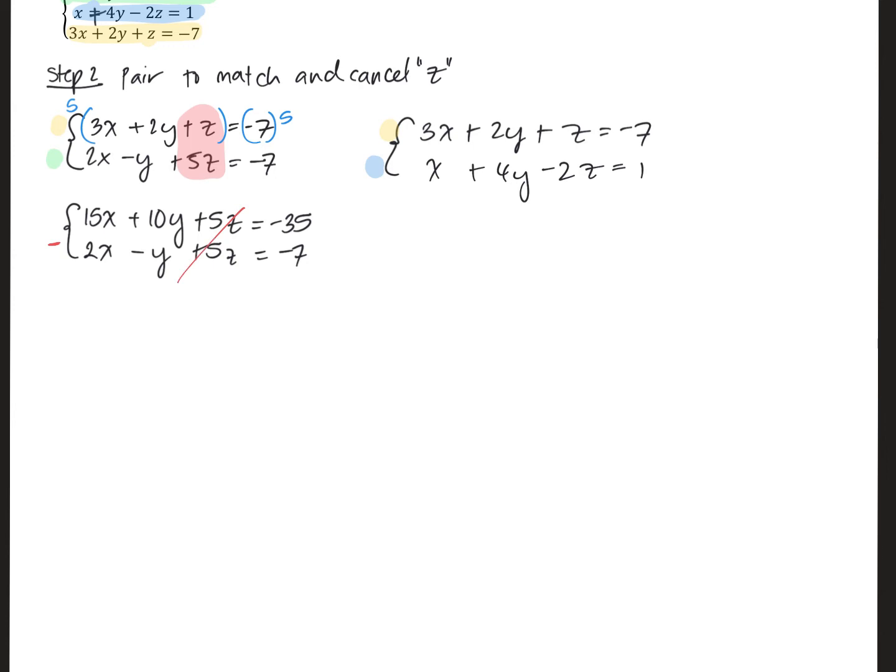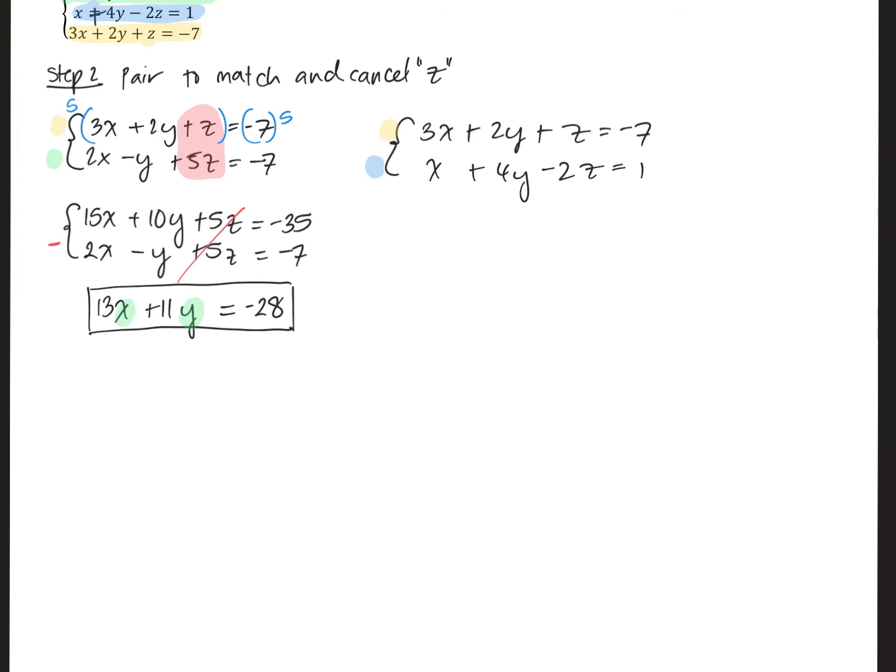Awesome. And then we get 15 minus 2x, so that'll be 13x. And then 10 plus y, so that'll be 11y equals, and let's see, -28. All right, so I'm going to go ahead and box this. Why do I box this? Because this is one of my new equations in only, look at this, 2 variables. Awesome, we've gotten rid of z. So we're going to do that on the other side.